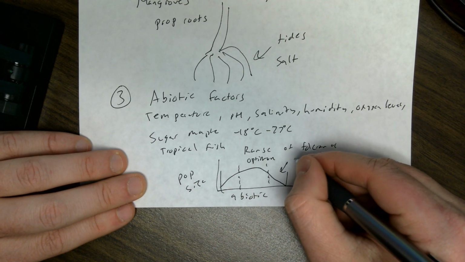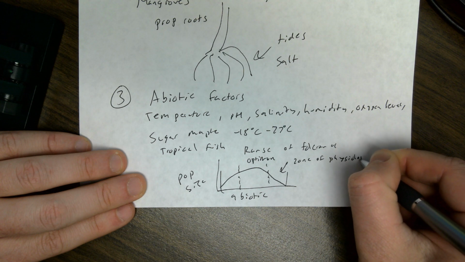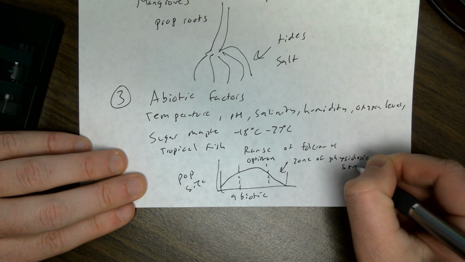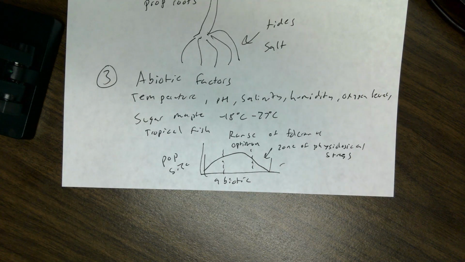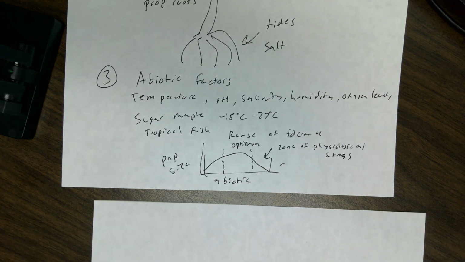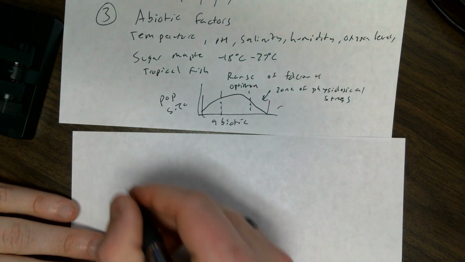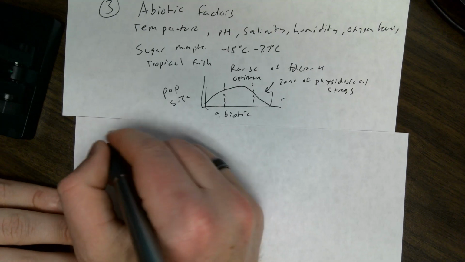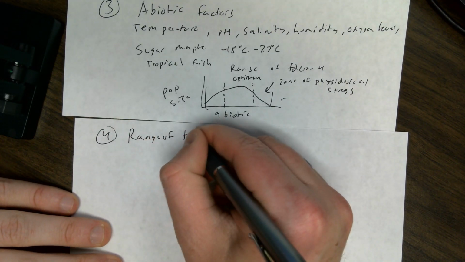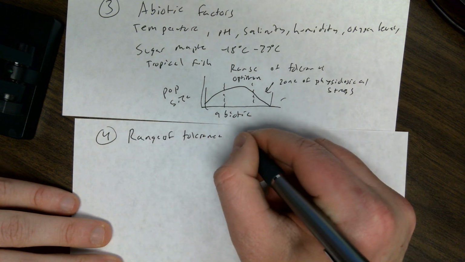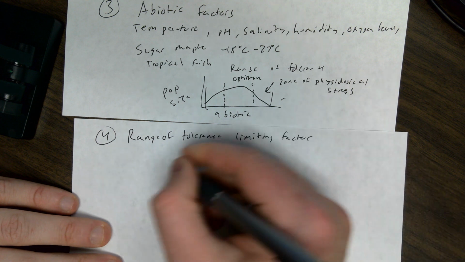This is the zone of physiological stress. And then they don't survive outside that range. And so that is our range of tolerance. The next standard is actually related to range of tolerance as well. So range of tolerance is a limiting factor on population size and distribution.